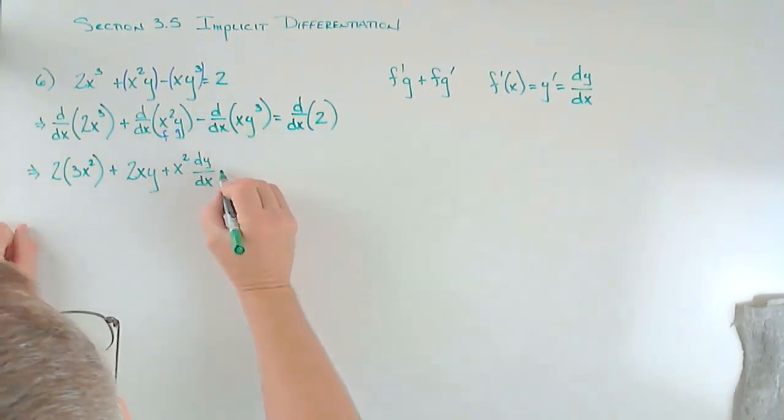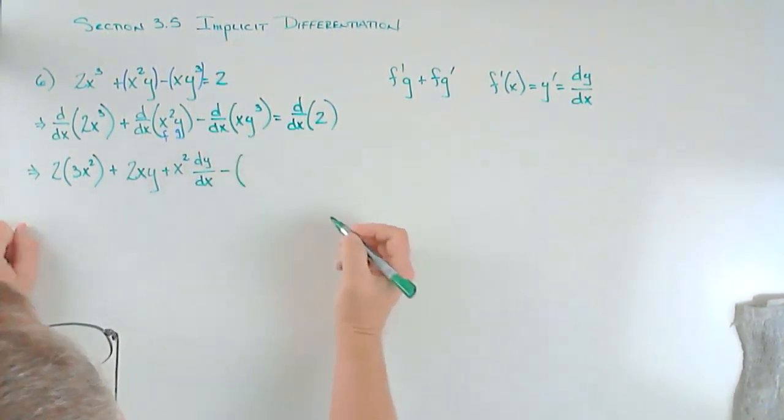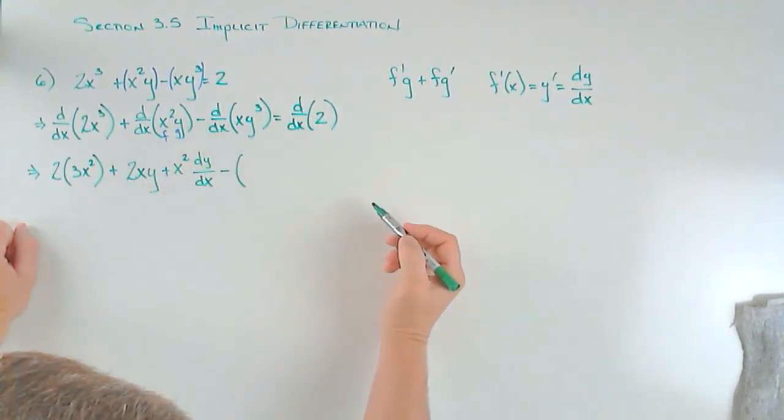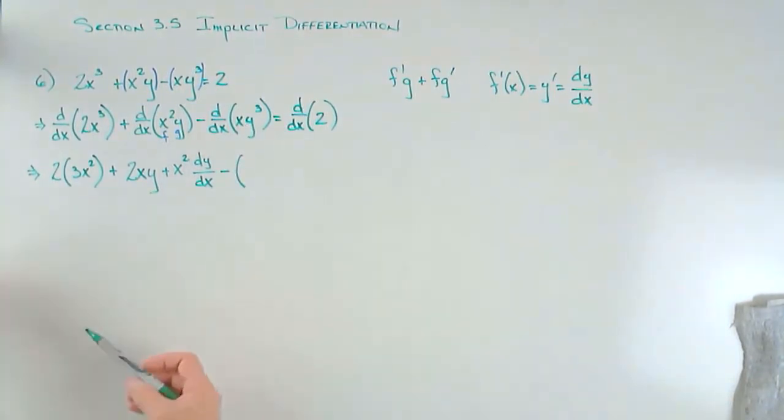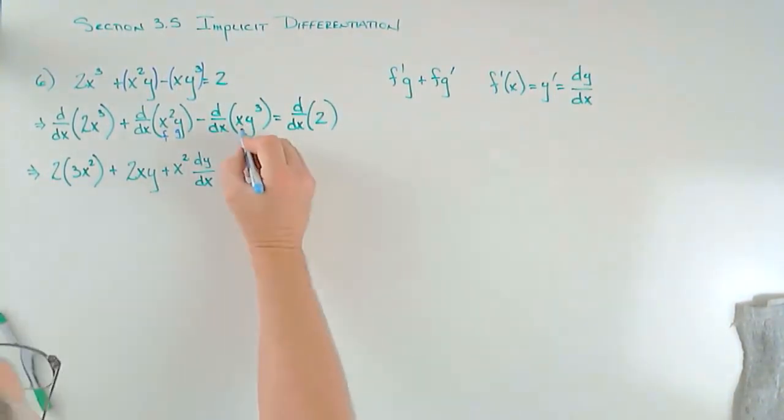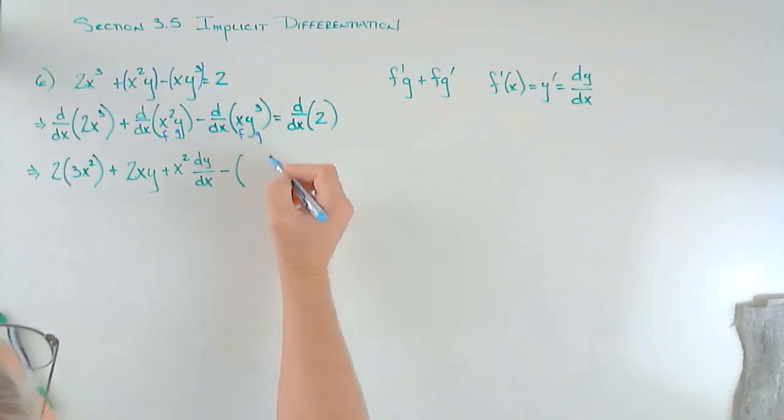Now here we have a minus sign, so I'm going to put that here. I'm going to put the bracket out here to make sure I distribute the minus to the two terms, because again, we have a product rule here. Again, this is going to be f, and this is going to be g.